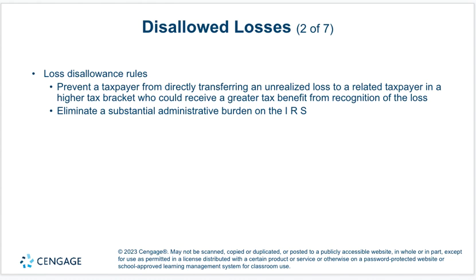The reason for the disallowance is to prevent a taxpayer from directly transferring an unrealized loss to a related taxpayer in a higher tax bracket, who could then receive greater tax benefits by recognizing the loss, and also to eliminate a substantial administrative burden on the IRS.